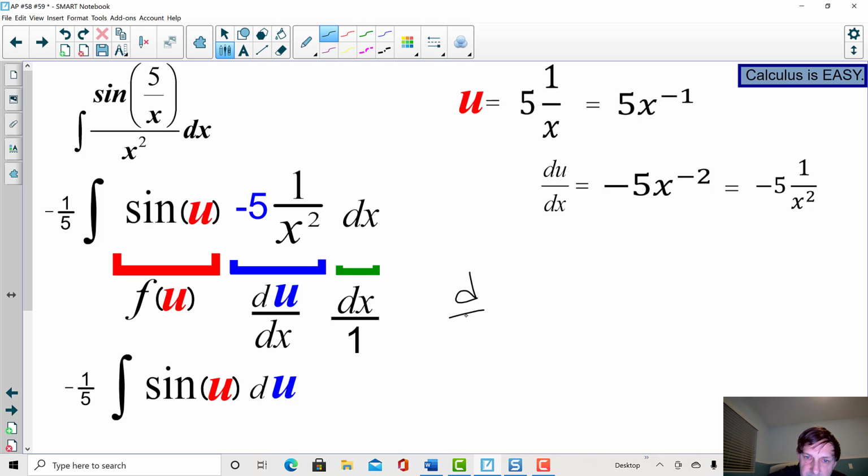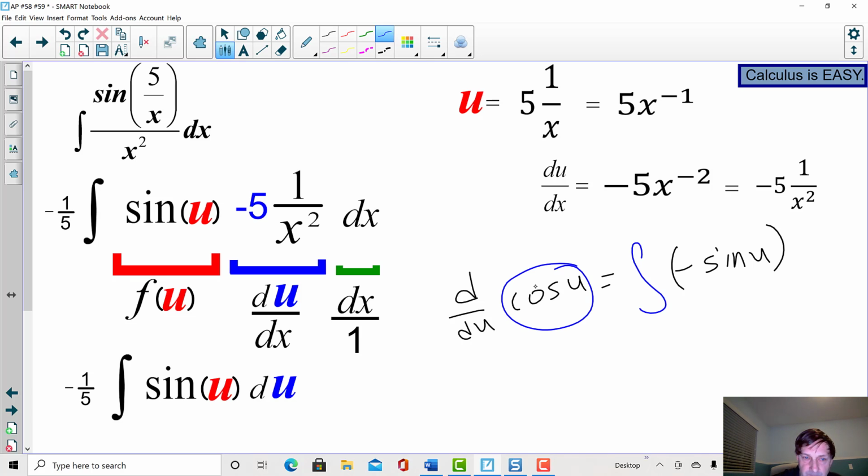Now remember, the derivative of cosine is negative sine. So if we go backwards, the integral for negative sine is just going to give us cosine. Now we don't have a negative sign, we just have a sine, but I can put a negative inside and then another negative on the outside. So this negative 1/5 that's on the outside is going to become positive because we have two negatives, so that will make it positive. Okay, this integral here is just going to give us cosine of u.